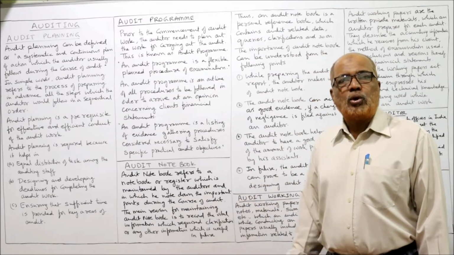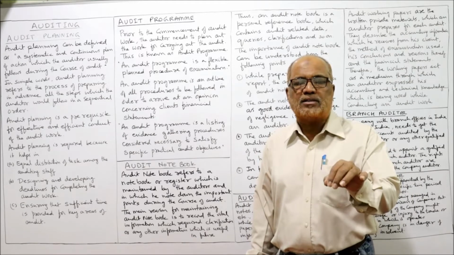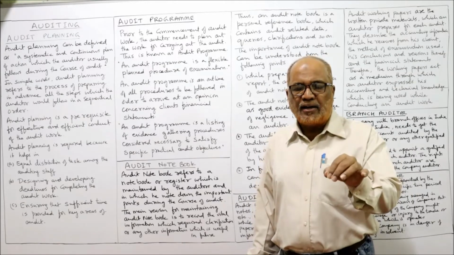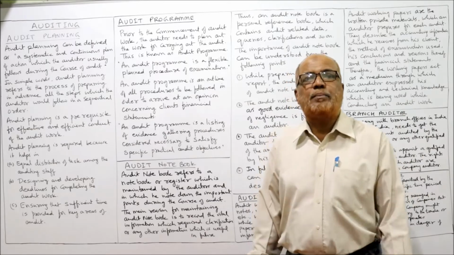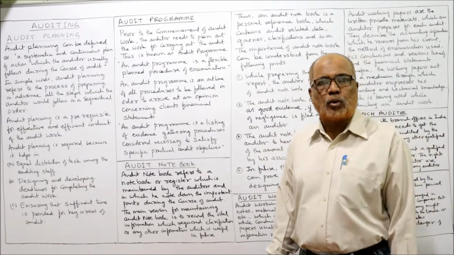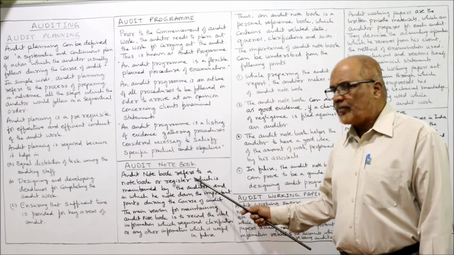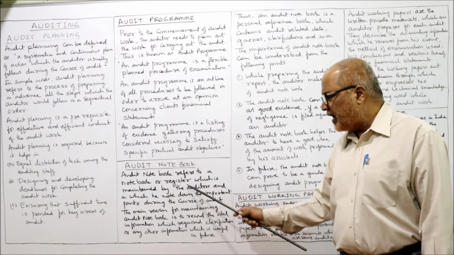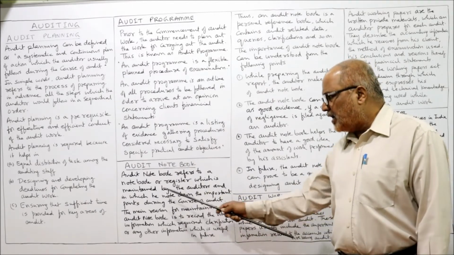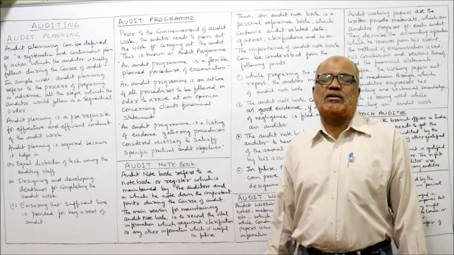Now, the audit notebook. This is a very important notebook of the auditor, because he will maintain an audit notebook. From this audit notebook, he will be able to easily prepare the audit report. So what is this audit notebook? It's a register. An audit notebook refers to a notebook or register which is maintained by the auditor and in which he notes down the important points during the course of audit.